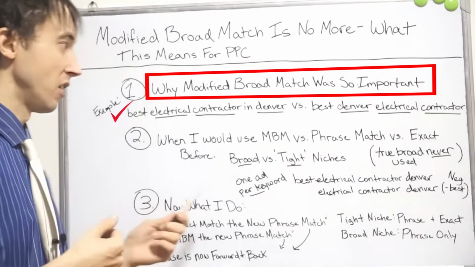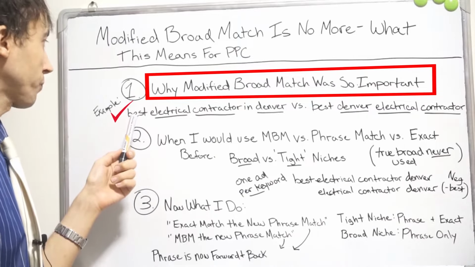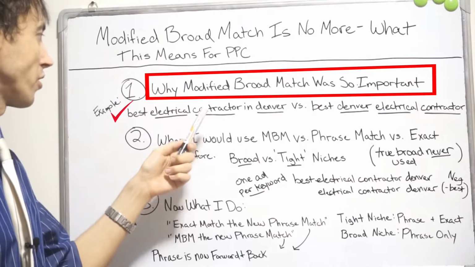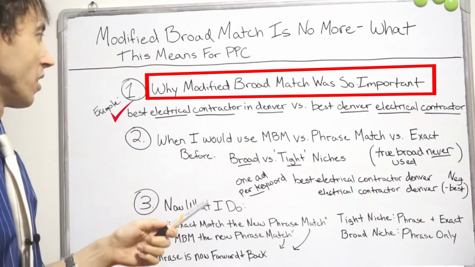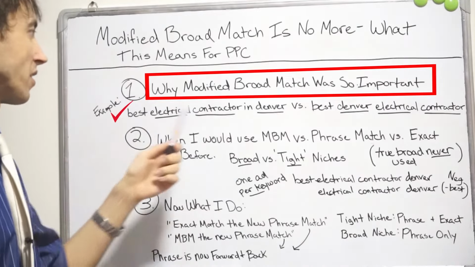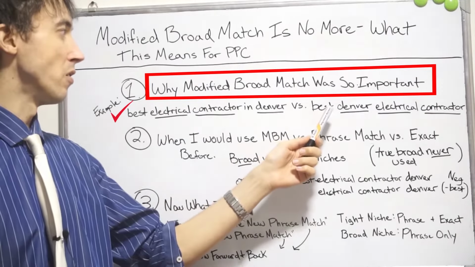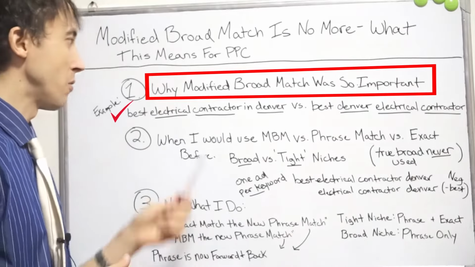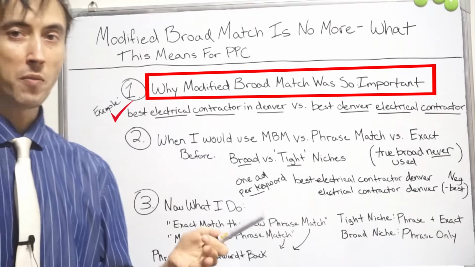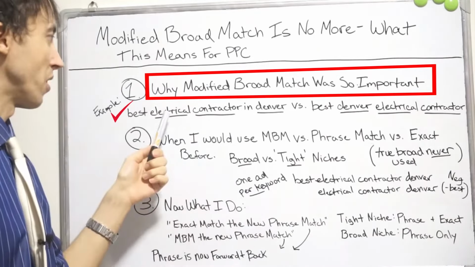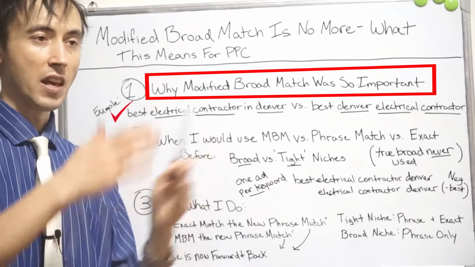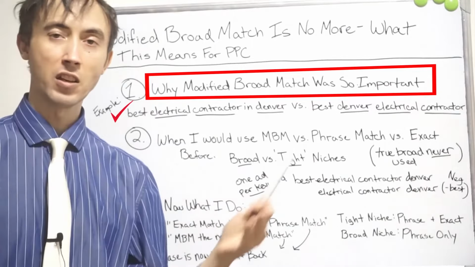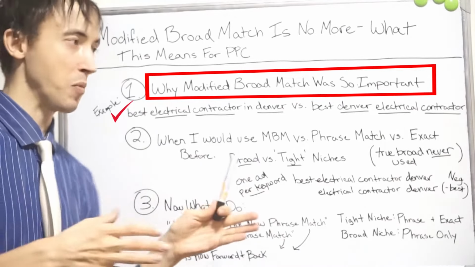So let's say you had the keyword "best electrical contractor in Denver." Technically, if you had that and you had the plus symbols on it, it would also give you "best Denver electrical contractor." The way most people thought of it is they would put in a few words and then let Google find all the forwards and backwards and trigger everything along with it, as well as stuff where people added words in.